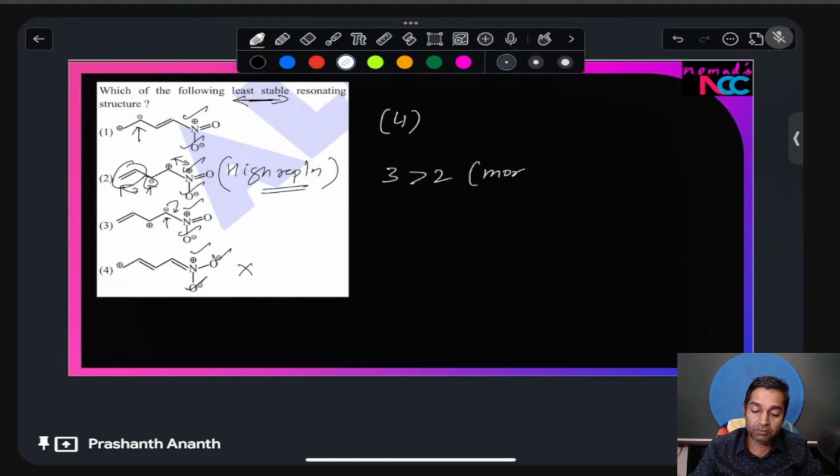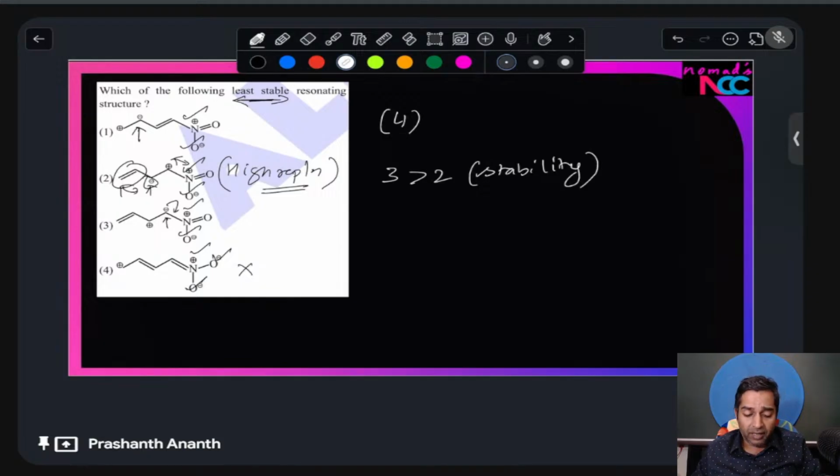More stable, I mean, that's the stability order I'm putting here. Now the last one to check is option 1. Option 1 is not that bad. Yeah, you're going to have slight repulsion, but the positive repulsion is not there. So option 2 is the worst here. Option 3 is not that bad.